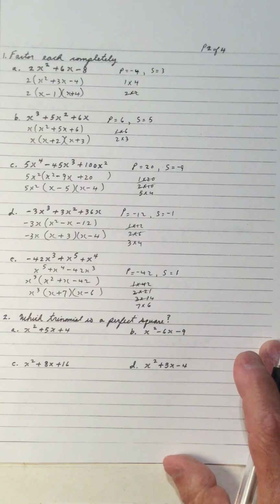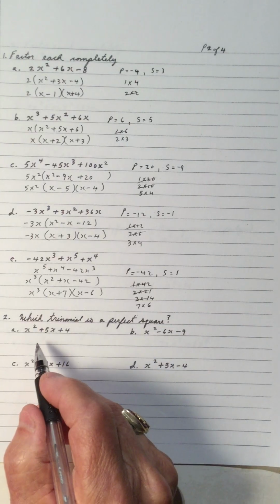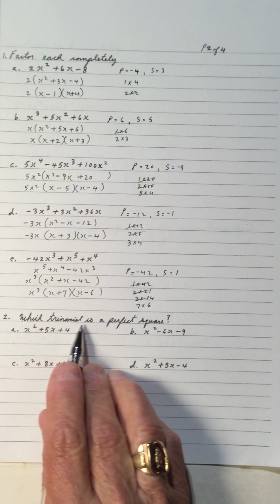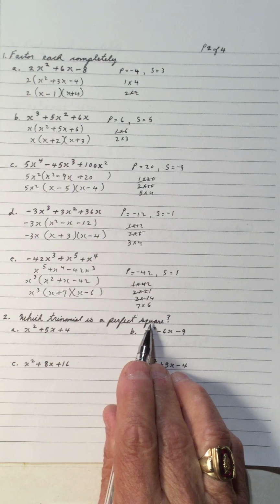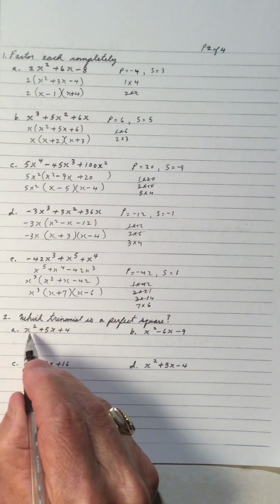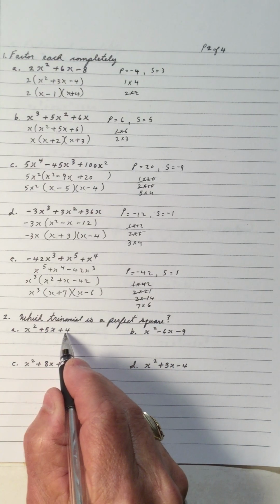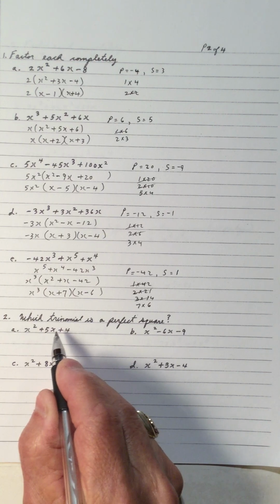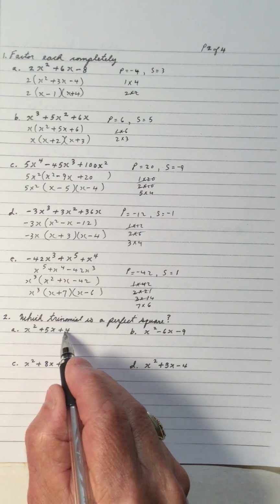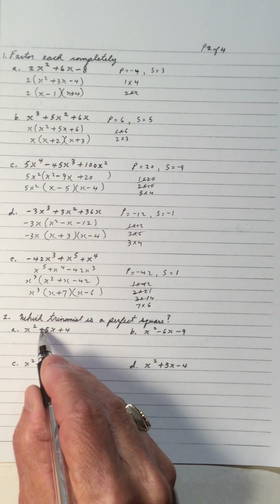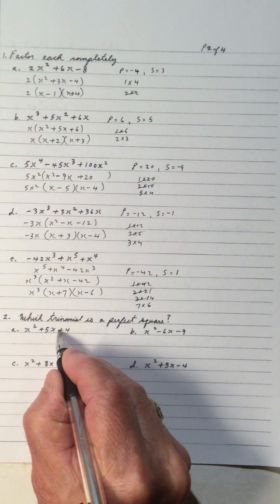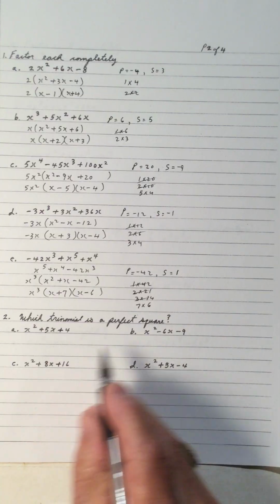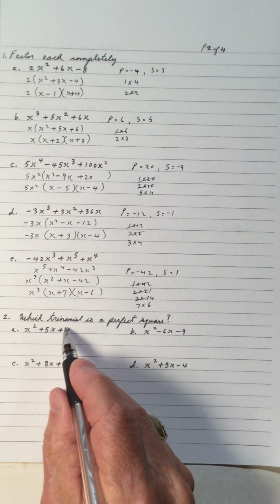Great review of factoring. But let's look at some other parts of the factoring. Which trinomial is a perfect square? A perfect square trinomial has the first and the last terms being squares, some number squared. And if you multiply their square roots and double it, you get the middle term, but it has to be a plus at the end. If it's not a plus, it won't be a perfect square.